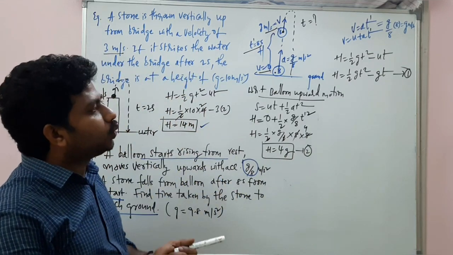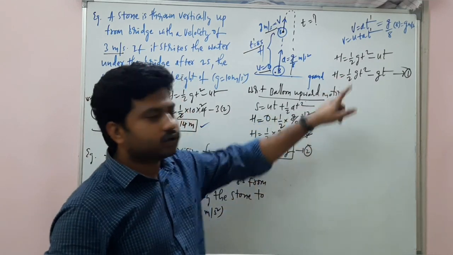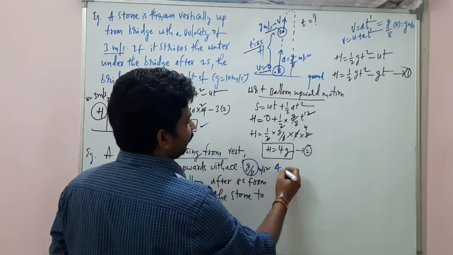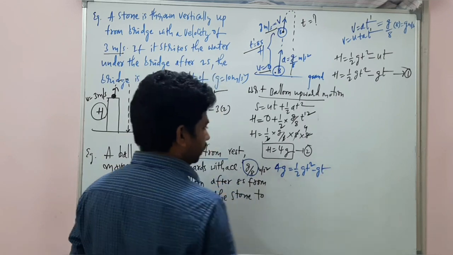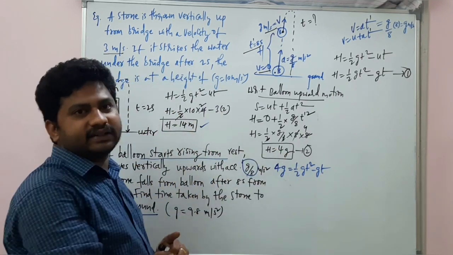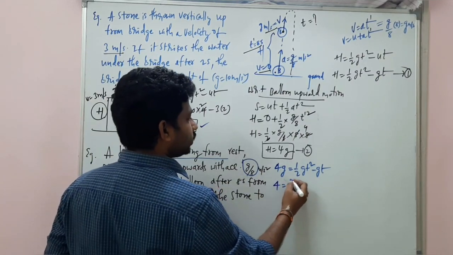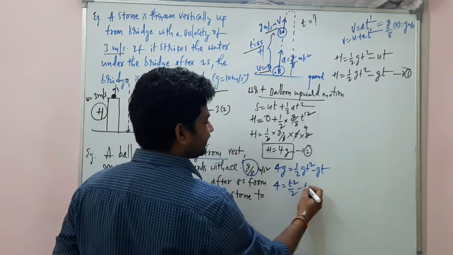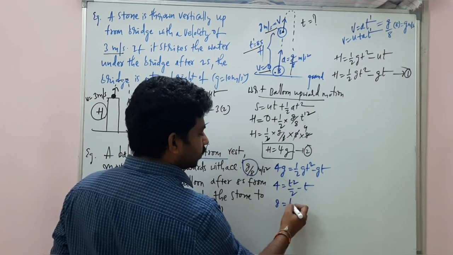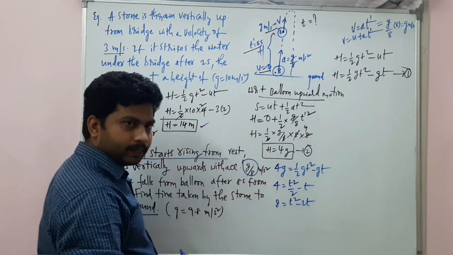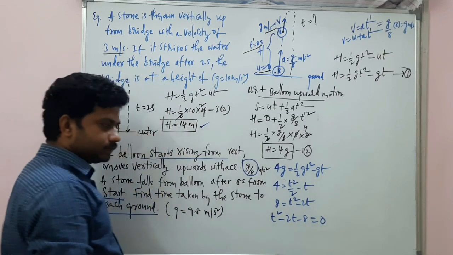So from equations 1 and 2, what can I write? This H, 4G, I can substitute here. Now 4G is equal to half GT square minus GT. On both the left hand side and right hand side, let's take G as common. So 4 is equal to T square by 2 minus T. So I can write this as 8 is equal to T square minus 2T. T square minus 2T minus 8 is equal to 0.